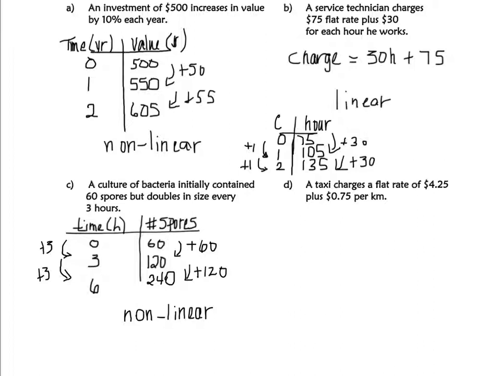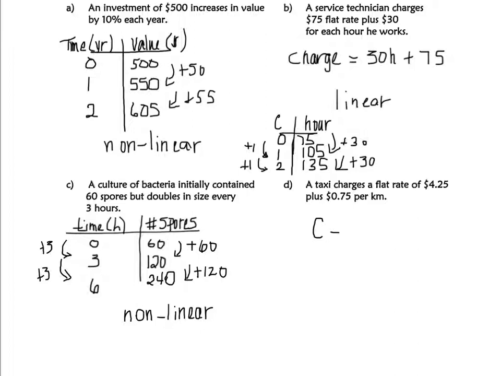And the last example on this page says a taxi charges a flat rate of $4.25 plus 75 cents per kilometre. So again, that has the form of the equation that we were talking about earlier. The dependent variable is the rate times the independent variable plus the initial value. So in this case, our dependent variable will be the charge, and our independent variable will be the number of kilometres. So we could actually come up with an equation.